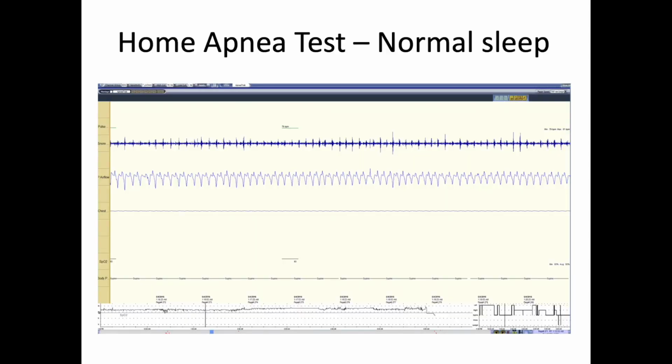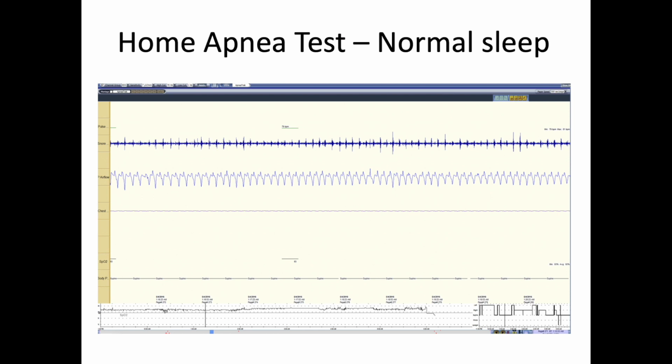Take a look at this sleep study data. This is from a home apnea test and shows what normal breathing looks like. This person is having stable breathing. Their oxygenation is also remaining stable and is in the normal range in the mid-90s.